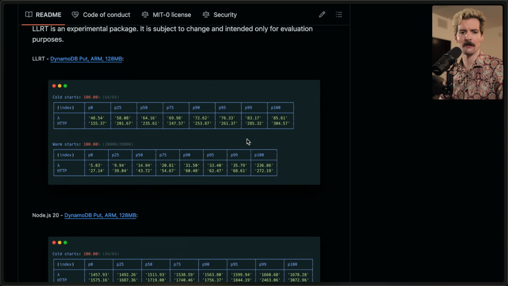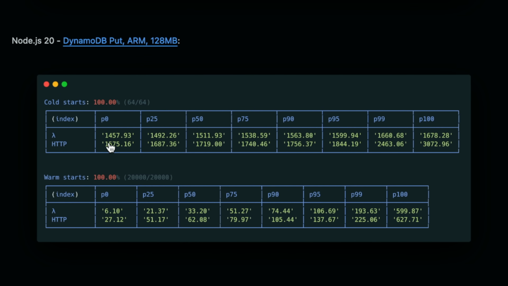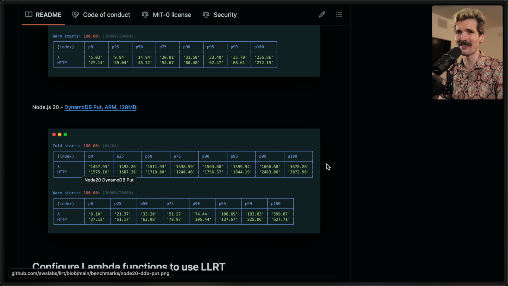And you can see those same numbers here when you look at the speeds they were seeing on Node 20 on Lambda. We see 1,457 milliseconds for the P0. So that's the best case. The worst case is 1,678 milliseconds. That's 1.7 seconds before you could start responding. And that sucks. I'm not going to sit here and pretend it doesn't.